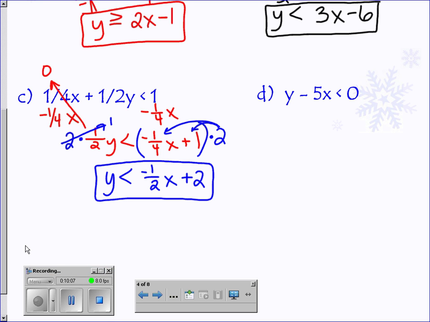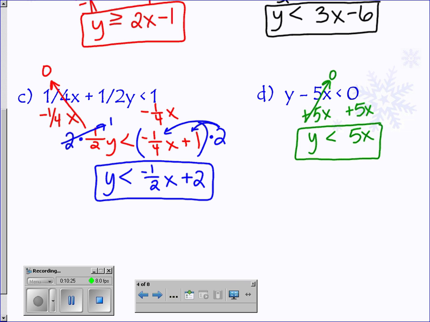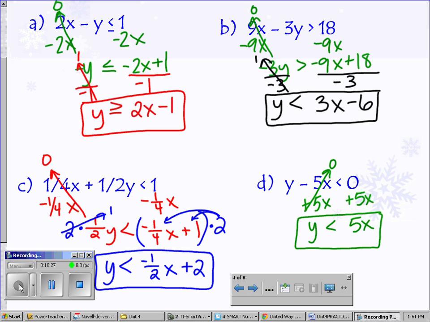Last, let's go over D. This one's much easier. All we have to do is add 5x to both sides. Negative 5x plus 5x is 0. 0 plus 5x is 5x. I didn't multiply or divide by a negative number, so it's still less than. Y is less than positive 5x.